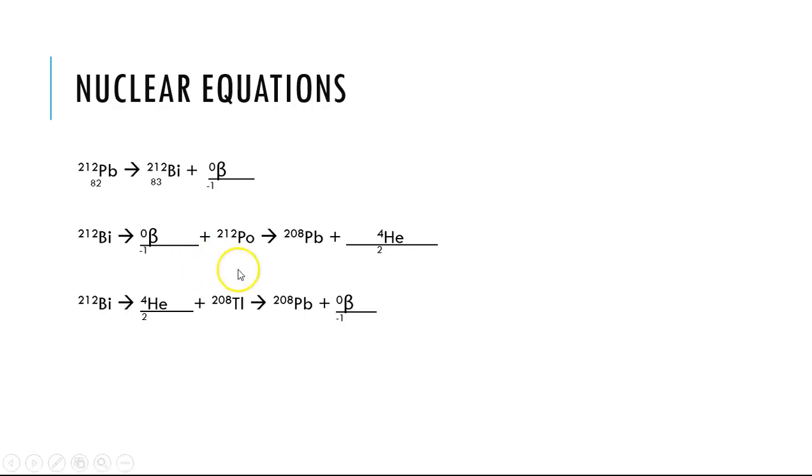Bismuth-212 decays to thallium-208 via alpha decay, and then that product that's formed decays by beta decay to lead-208. You should be able to write those. A question might be asked, like, write an equation for the alpha decay of polonium-212, and you should be able to produce that.